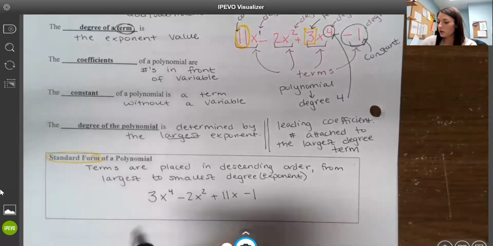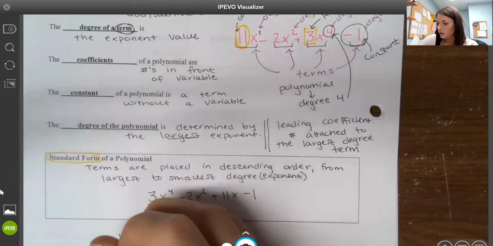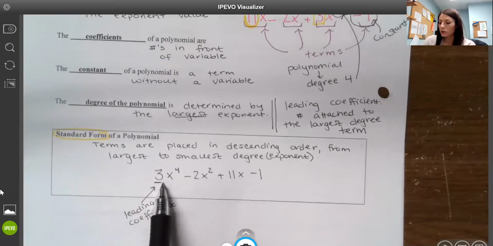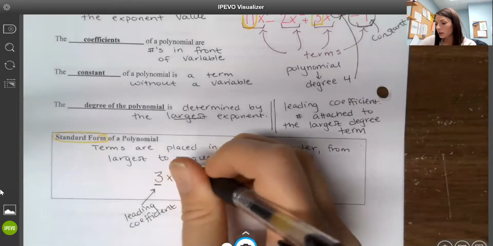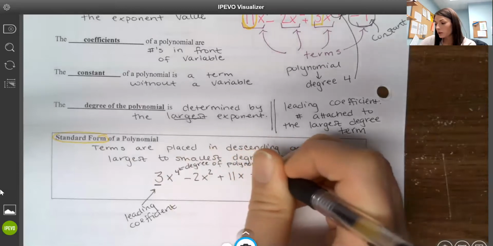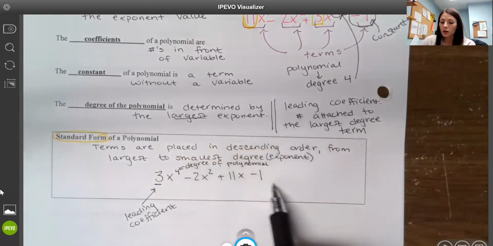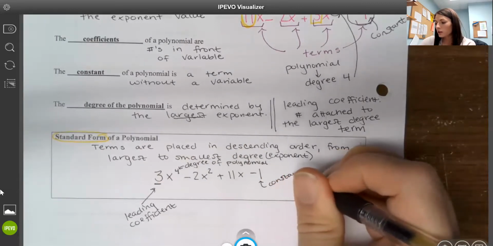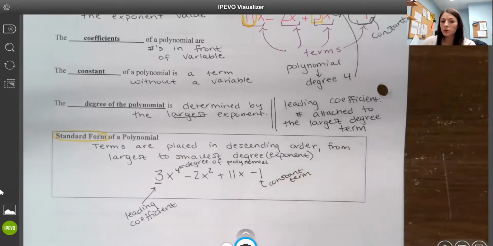Again, 3 would be my leading coefficient, because it is the number attached to the largest exponent. This would be the degree of the polynomial, because it is the largest degree in this polynomial. And then this, just one more time to emphasize, is called our constant term, a term without our variable. So as we add, subtract, multiply, and divide these polynomials, we want to make sure that our final answer is always written in standard form.